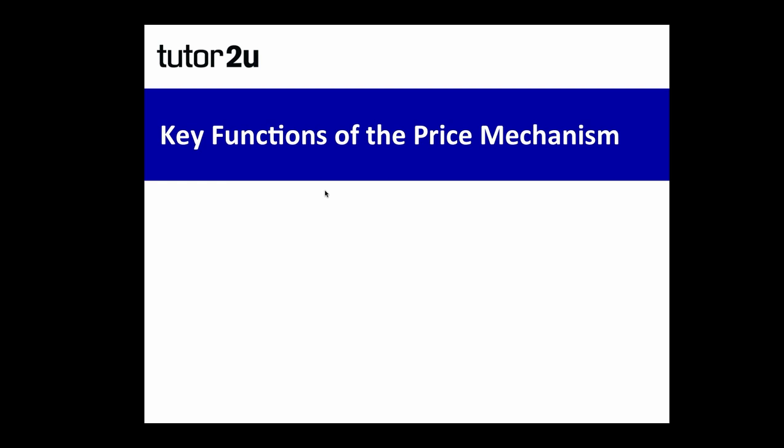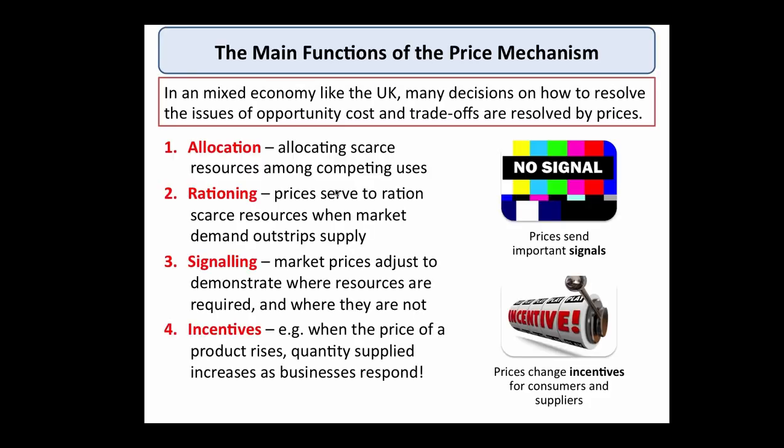When it comes to answering those questions. Let's move on to the second part, and that's just briefly to look at what are the key functions of the price mechanism. Price mechanism is a phrase or concept used to describe how the market allocates scarce resources amongst competing users. And it's important to be aware of some of the main functions of the price mechanism.